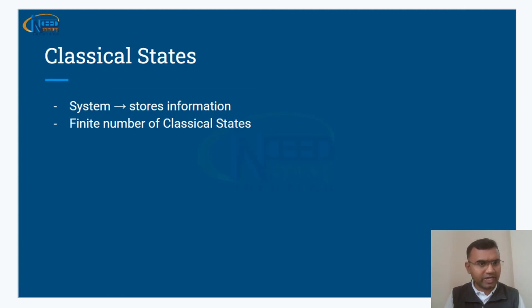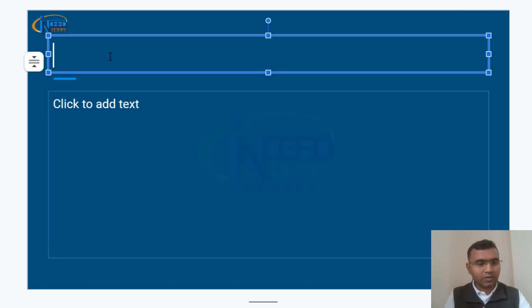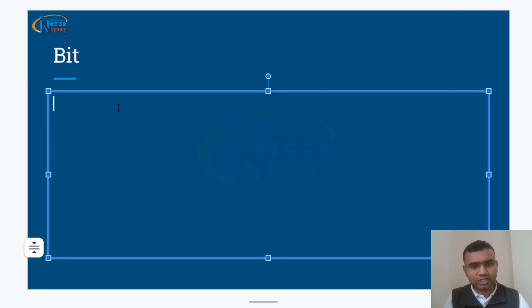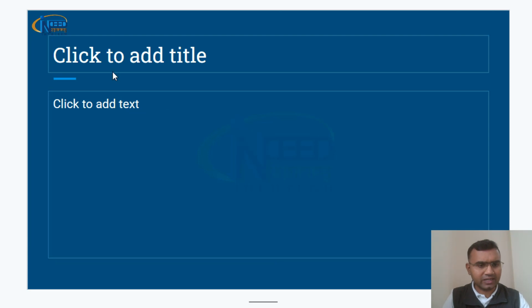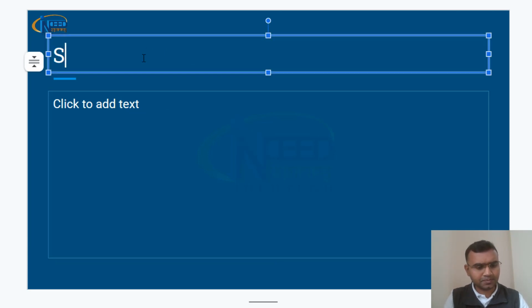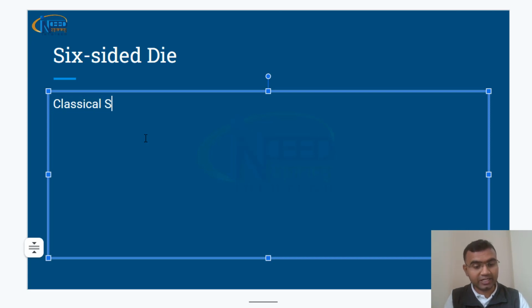Now, to come up with an example, let me add a new slide. Example of a bit: what classical states do we have? The number of classical states is 2. We have 0 and 1, so two classical states. In a very similar way, take the example of a six-sided die. What are the classical states? Can you answer? Write in the comment box. Here we have 6, starting from 1, 2, 3, 4, 5 and 6. So in total 6 finite states.